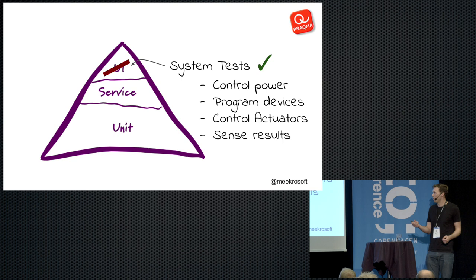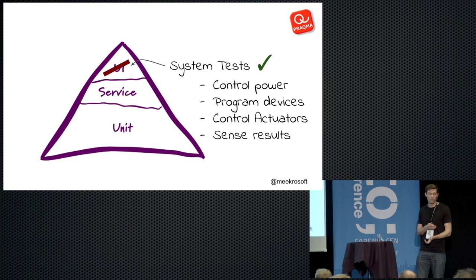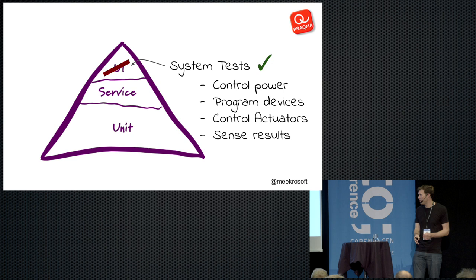In order to do system tests, we have to overcome a lot of things, though, right? We need to be able to control power. We need to be able to program the device, download the things onto flash. We need to control physical actuators. We need to sense the results somehow. We have to crack open the black box and control its bounded context. And these are all solved problems. It's just work, right?